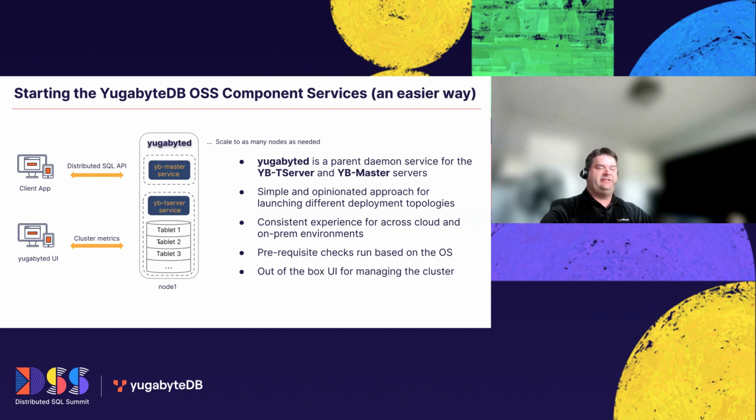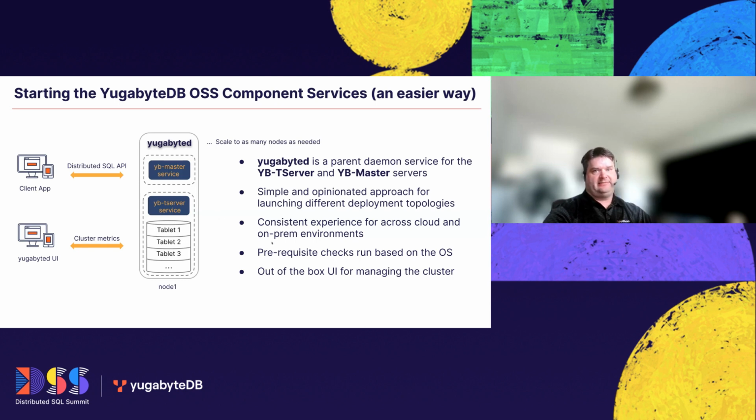But there's a much easier way, and we call it YugabyteD. It is a daemon that is running in the background. It's actually a wrapper around that T server process and the YBmaster server that we were just talking about. So you still have the same processes running, the YBmaster service and the YBT server, but it's just one command now, so you don't have to worry about multiple commands. And we'll see how easy it is with that one command to add nodes to a cluster, so that you can horizontally scale your database really easily.